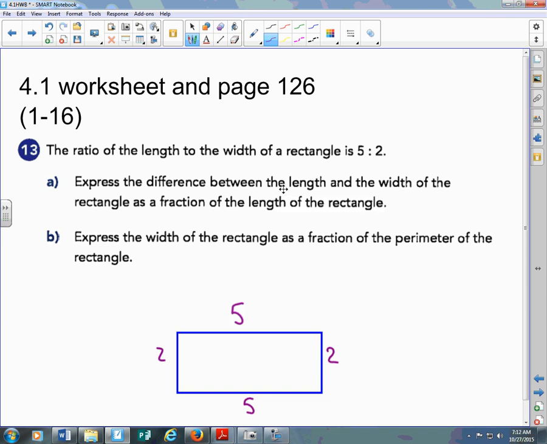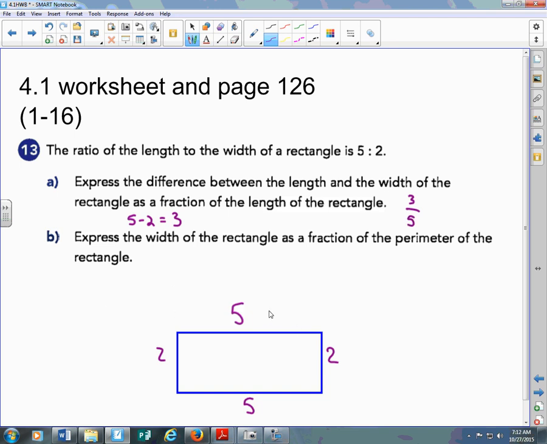Express the difference between the length and the width of the rectangle. So we've got to find the difference first. And the way we find difference is we subtract. 5 minus 2 equals 3. Now, we have the difference. Now we have to find the length, and we know the length is 5. So it's 3 over 5.